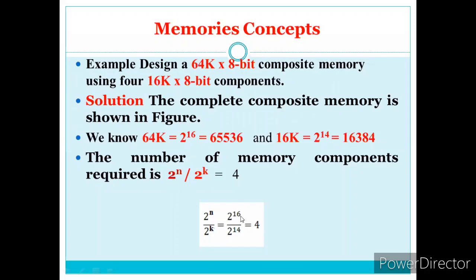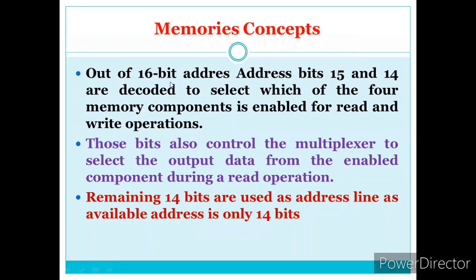So 2 raised to n is 2 raised to 16, which is 65,536. 2 raised to k is 2 raised to 14, which is 16,384. When you divide these numbers, we get memory components as 4. But it is already given in the question, so we can directly design it.